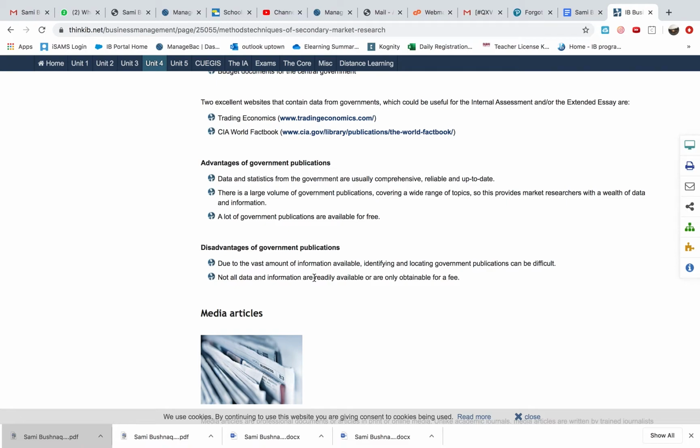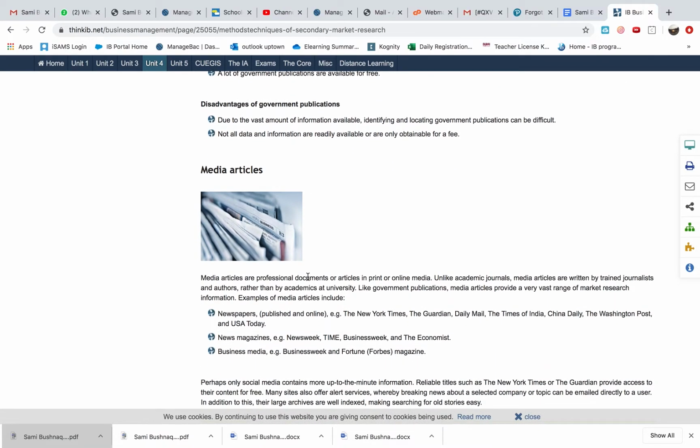However, because there's so much information available, identifying and locating government publications is sometimes difficult. It's like trying to grab a fish in a sea of fish swimming at you. And not all the data and information are readily available, or are obtainable only after a fee. So you still could get to a point where only certain low-level info is out there, and for higher-level stuff you need security clearance and/or to pay money.